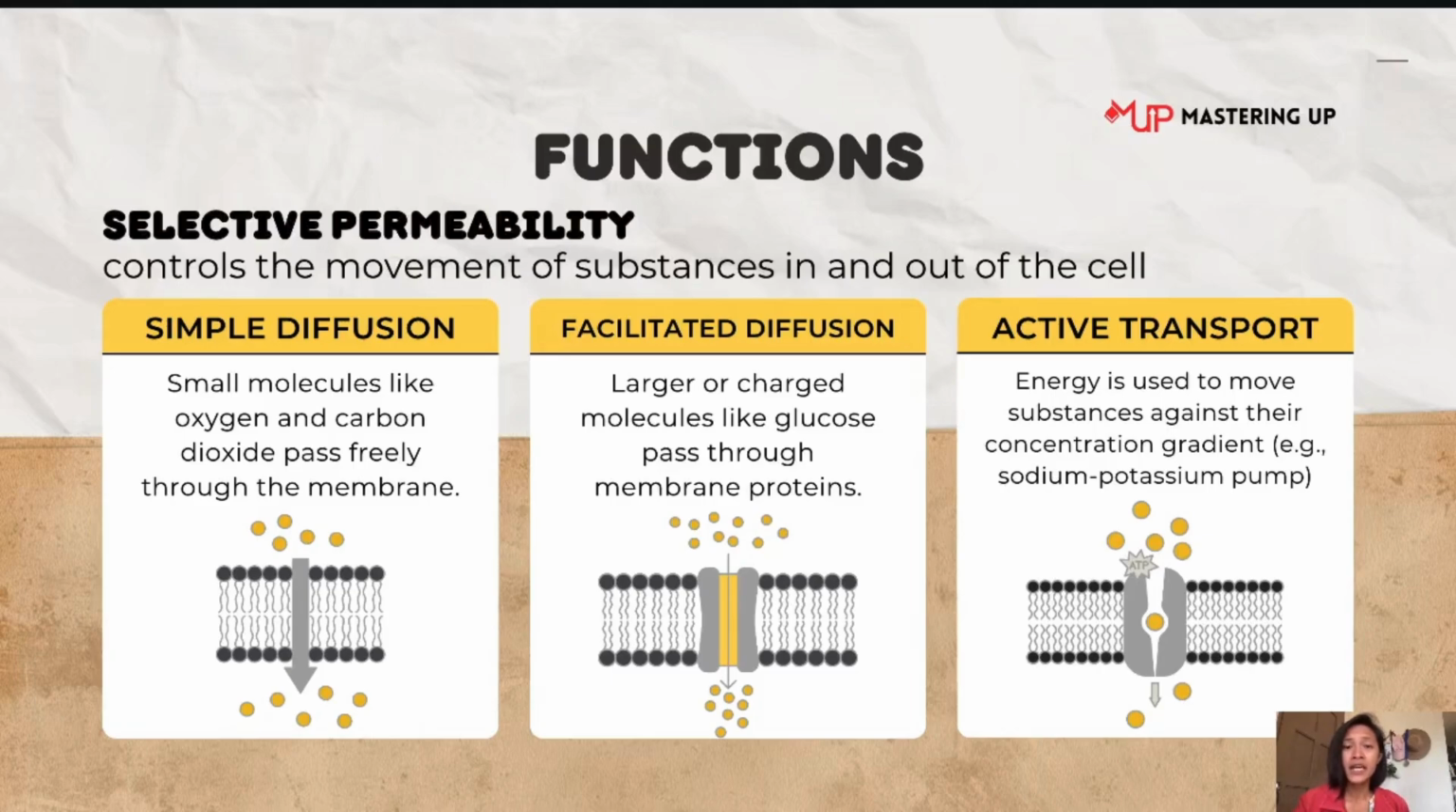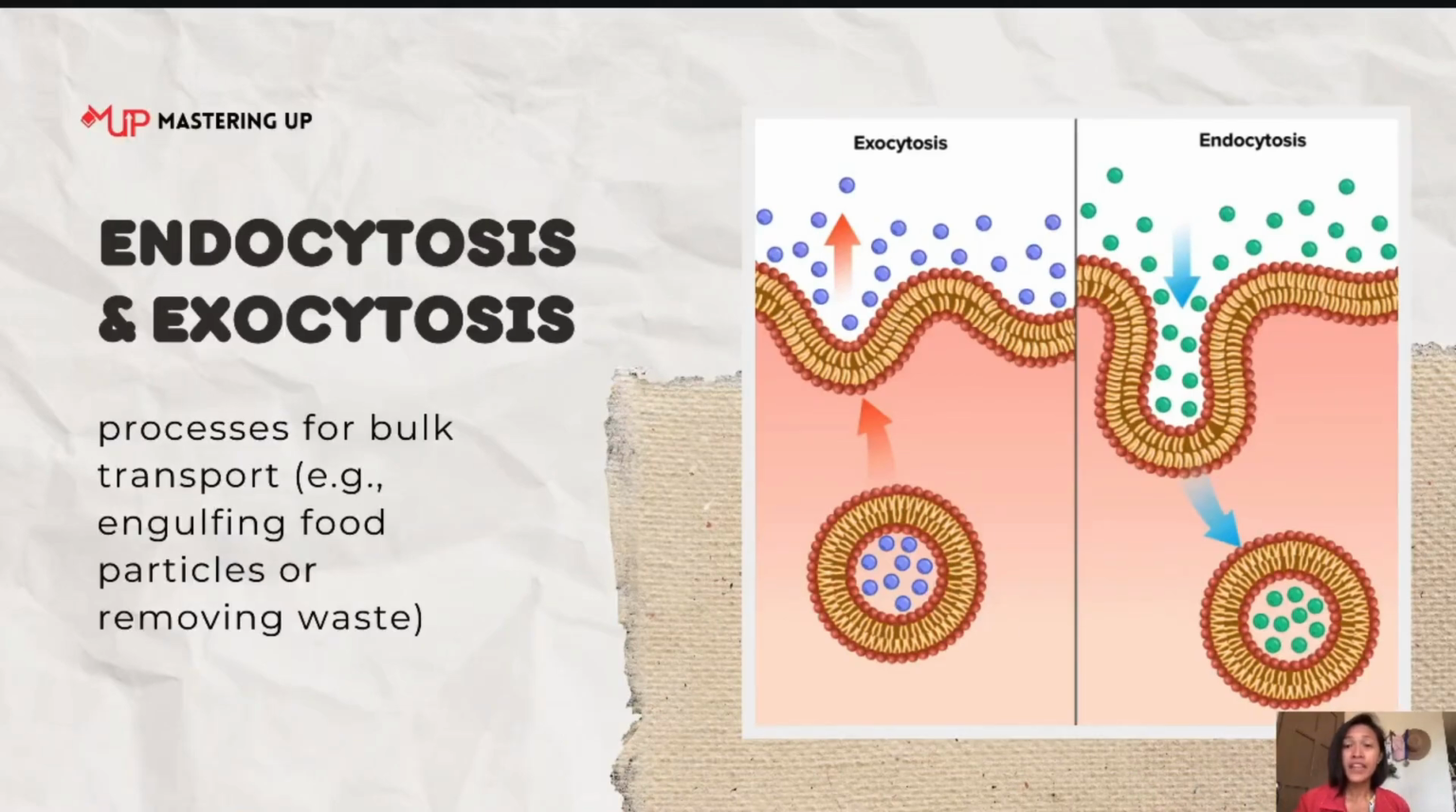The last one is through active transport. This requires energy. The cell uses ATP to move molecules against their concentration gradient, like the sodium-potassium pump, which helps maintain the proper balance of sodium and potassium ions in and out of the cell. The plasma membrane is also involved in processes like endocytosis, which means when the cell engulfs particles or liquids from the outside, and exocytosis, when the cell expels waste or secreted materials.